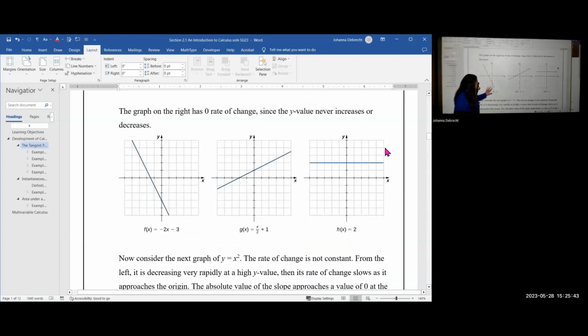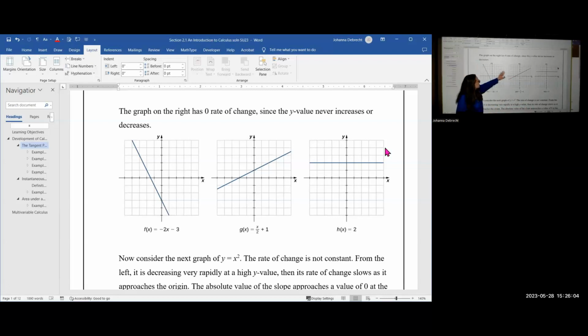So on the far left, we have the graph of y equals negative 2x minus 3, which is a downward sloping line, a decreasing line. Now, how do I know it's decreasing? I don't know about you, but when I was learning mathematics, no one ever told me how to read the graph. So let me tell you, you read it from the left to the right.